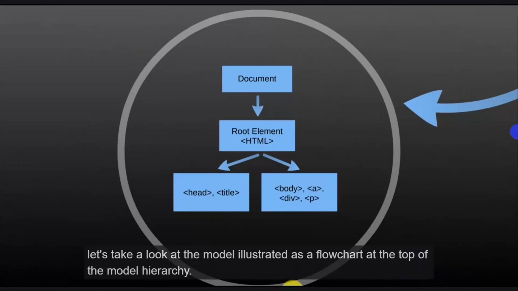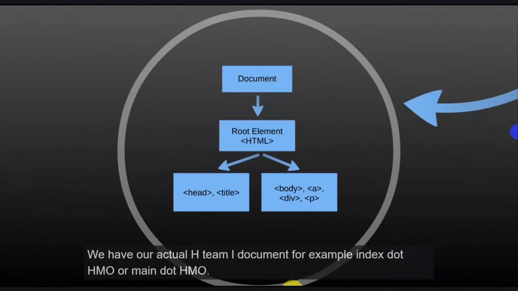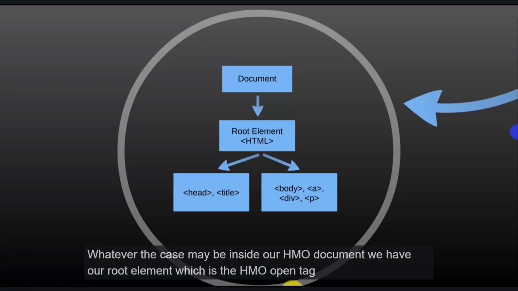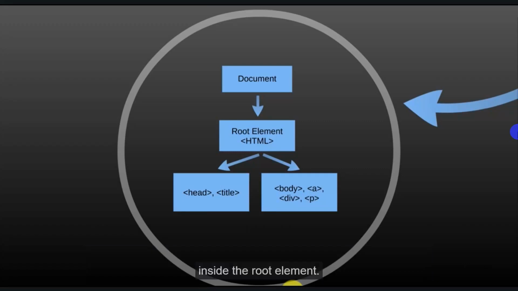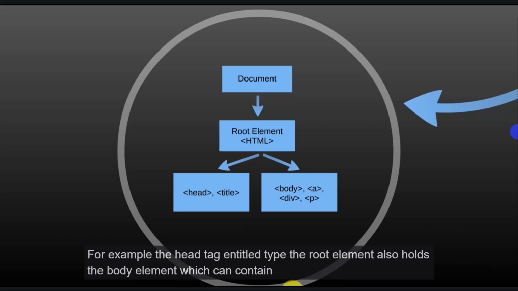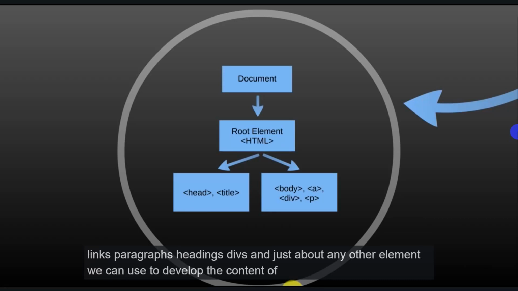At the top of the model hierarchy, we have our actual HTML document, for example, index.html or main.html, whatever the case may be. Inside our HTML document, we have our root element, which is the HTML open tag. Inside the root element, we have several other elements, for example, the head tag and title tag. The root element also holds the body element, which can contain links, paragraphs, headings, divs, and just about any other element we can use to develop the content of our page.